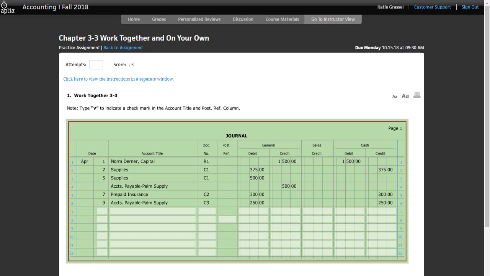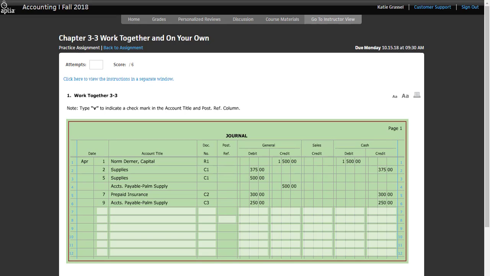Then you have your account title, and the account title column is used for any accounts that don't have a special column. So how many special columns do we have? 2. And they are? Cash and sales. So every other account, if we ever affect it, you have to write the account title on the column for account title.